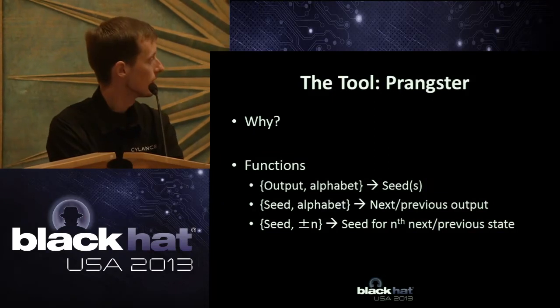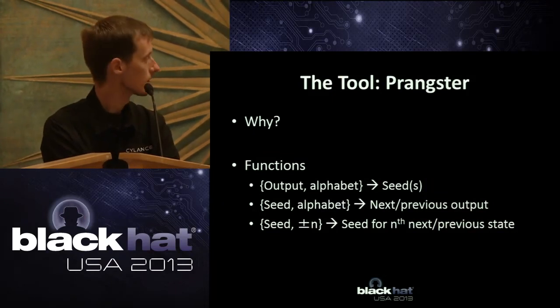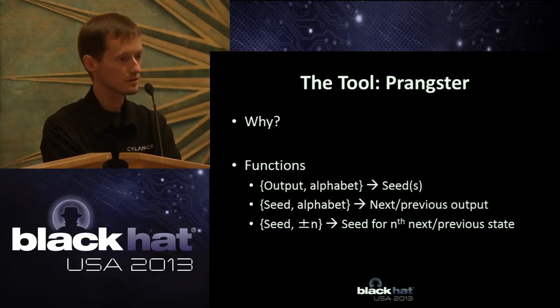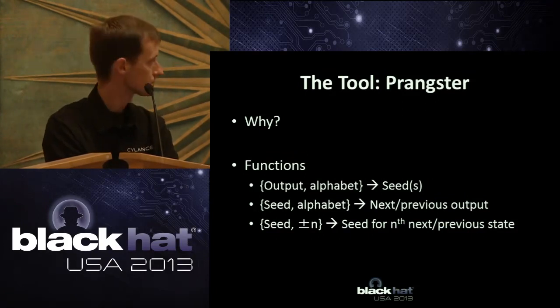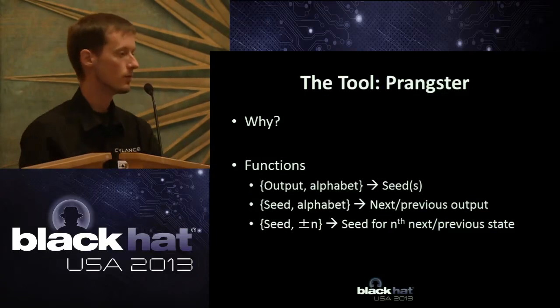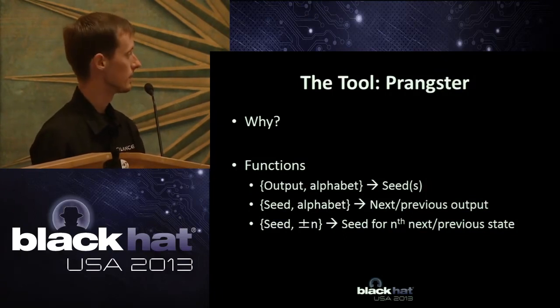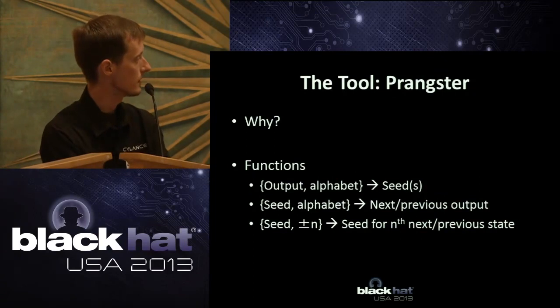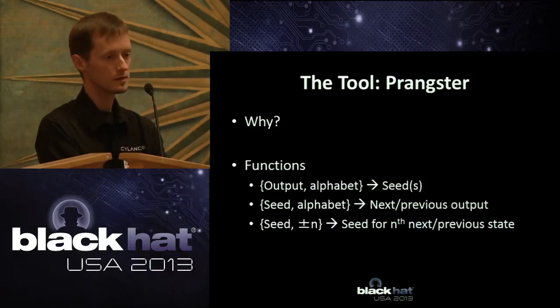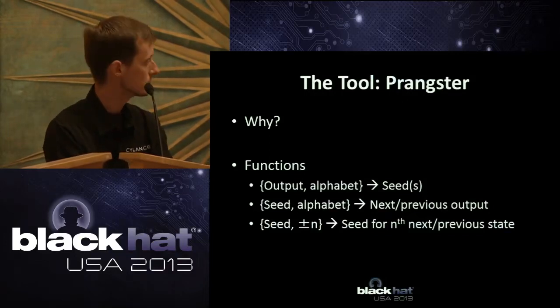That's why. And the what is these three functions, basically. So implicit in all these is you have to specify a PRNG. It won't try multiple PRNGs in the current implementation, not that it can't, just that it doesn't. And there's no meta PRNG that it'll figure out the parameters for you. So given a PRNG, a sample of output, and then your guess at an alphabet, feed that to Prankster, and if you're lucky, you'll recover a seed.